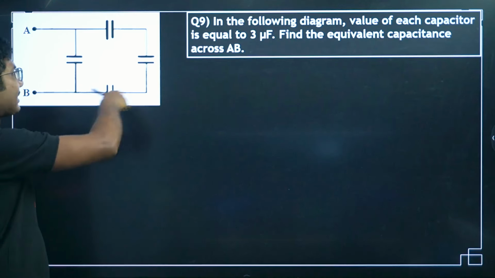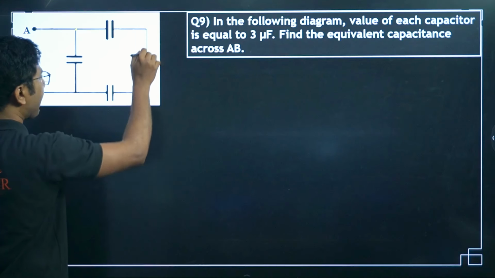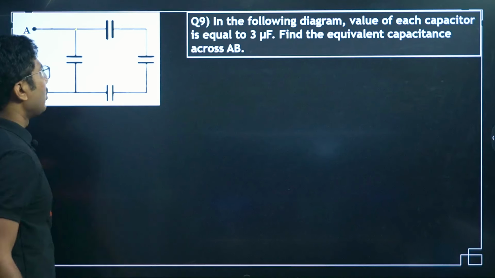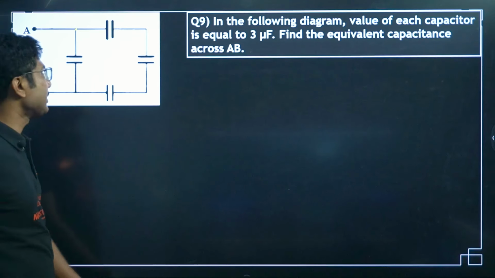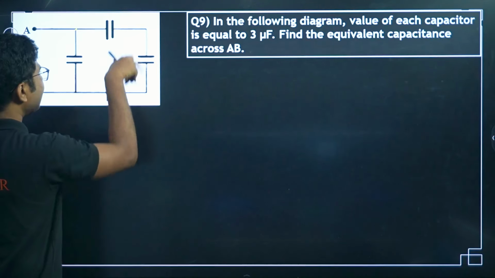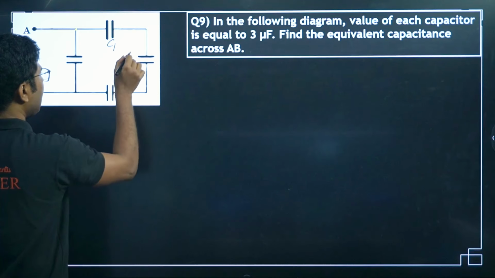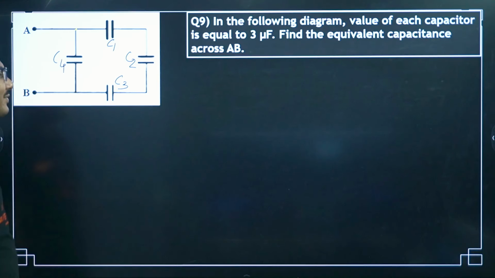We have 3 capacitors in series. So, if we start from here, you see that these 3 capacitors are connected in series, okay, and this one is connected in parallel to this combination. So, first we will find the equivalent capacitance of these 3 capacitors C1, C2, C3, and say this is C4. Each of them has the same magnitude.